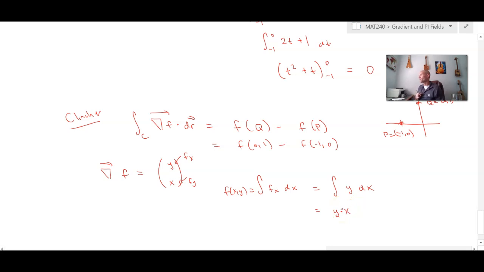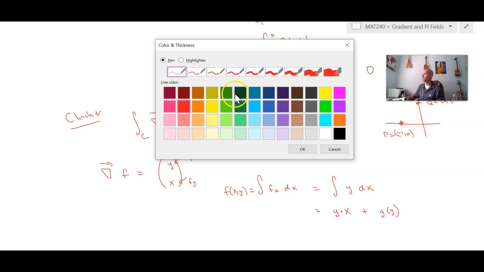Now, plus some arbitrary constant, but keep in mind that when you take the derivative of this guy with respect to x, any functions of y would have gone away. So to check our work, if I take the derivative of this with respect to x, the derivative of g of y is 0, regardless of what g of y is.